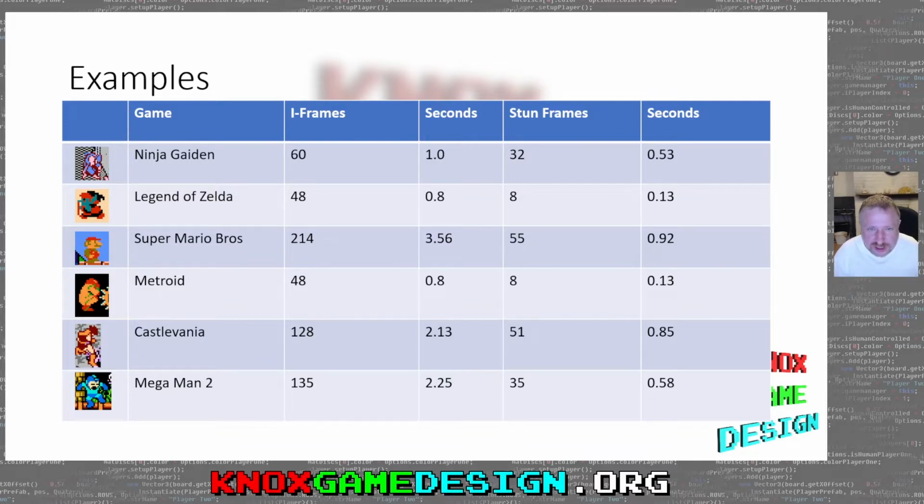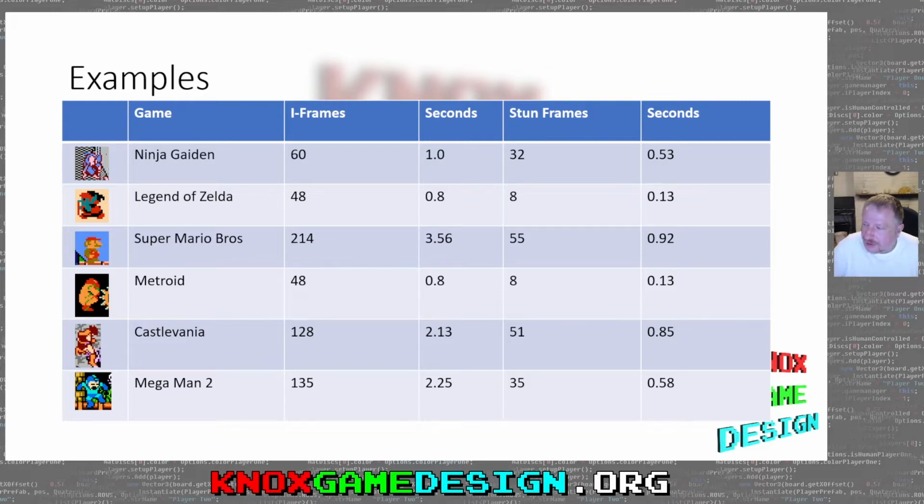Metroid had 48 frames of invincibility for 0.8 seconds and also 8 stun frames for 0.13 seconds. The exact same as Legend of Zelda. Castlevania had a really long invincibility time, iframes 128 for 2.13 seconds. Stun frames was 51 for 0.85.